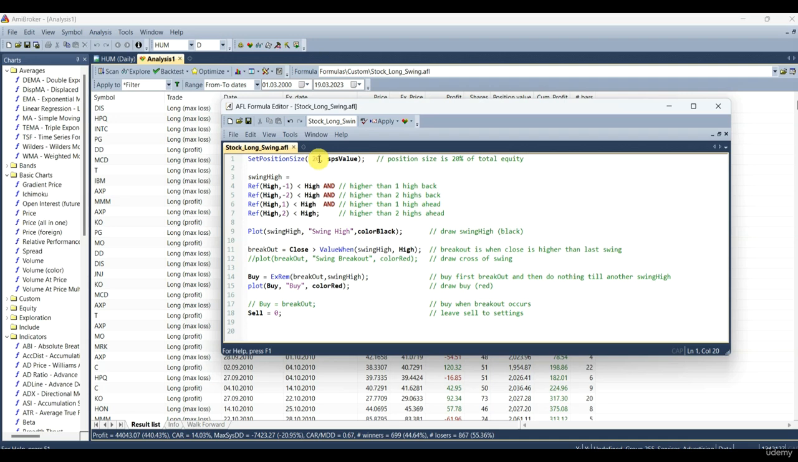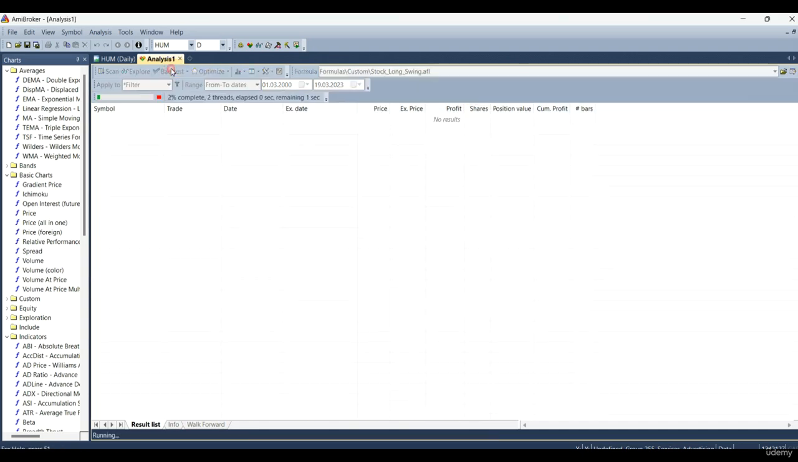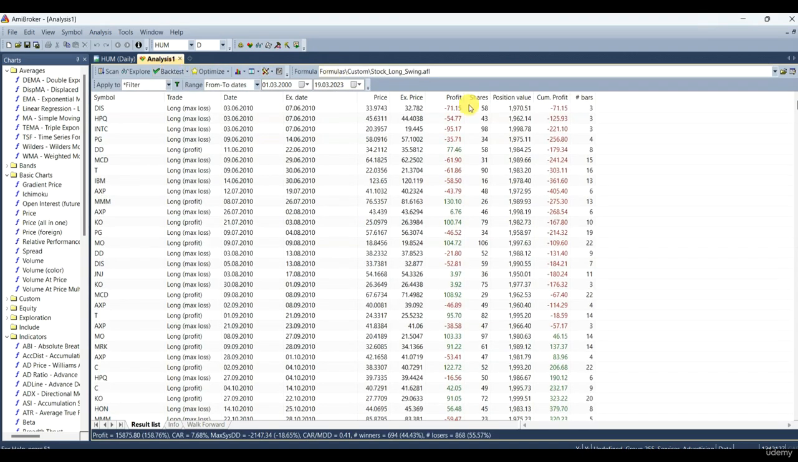So we know that we have 10,000 base equity, so let's say 2,000. This means that the backtest will always buy for 2,000. Let's see the effect. Save it, run the backtest, and the position value is again more or less 2,000.